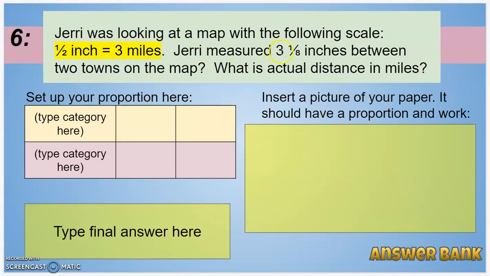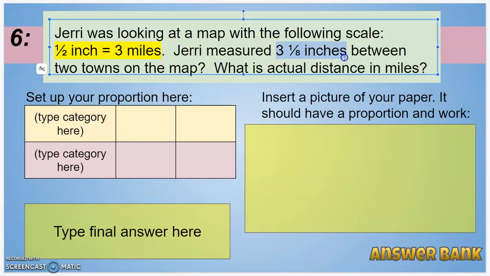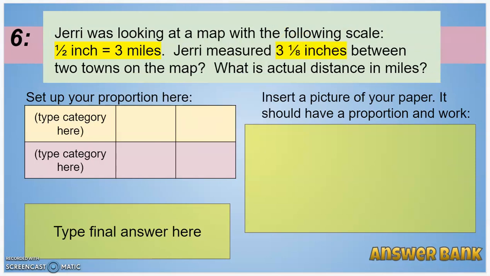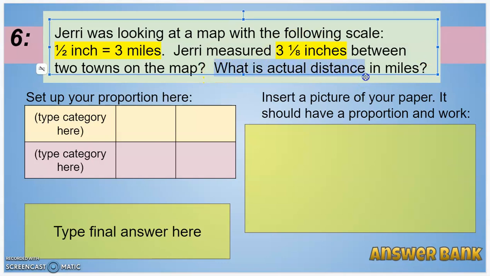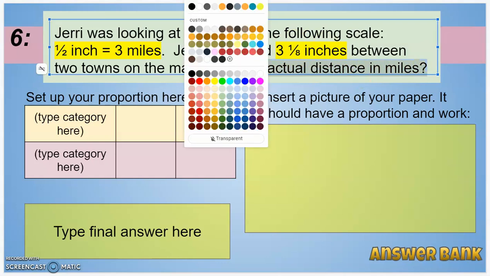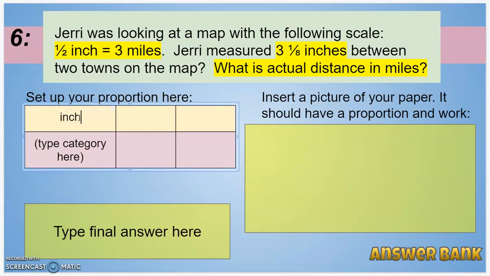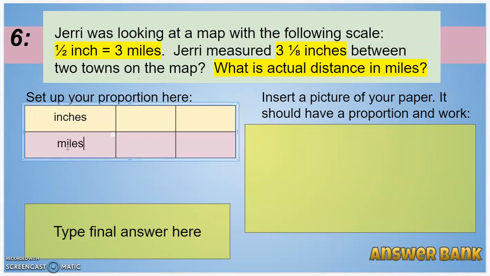Let's keep reading. Jerry measured 3 1/8 inches between the two towns on the map. 3 1/8 inches, that's very important. Then finally, what is the actual distance in miles? That's the thing we don't know, what we're going to be looking to find, and what we're going to use a variable to represent, the distance in miles. So as you can see, the two things being compared is like the map to real life, or inches to miles. Let's keep it simple and just say inches to miles.